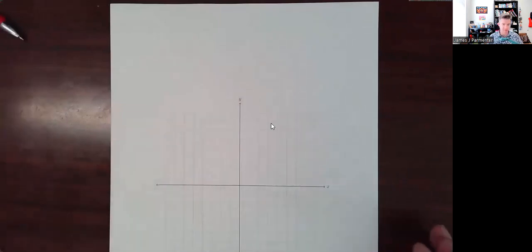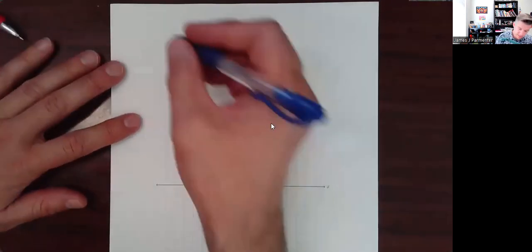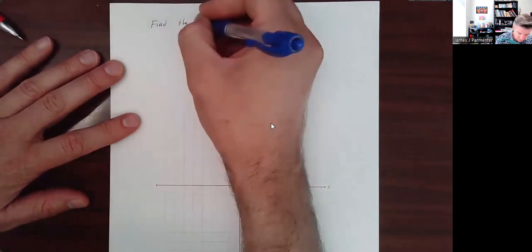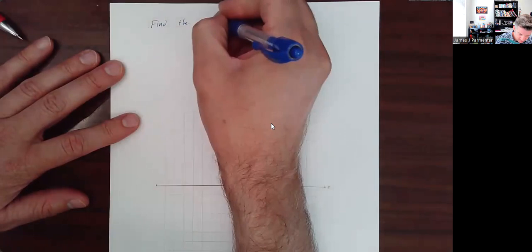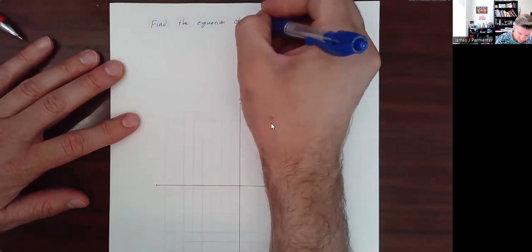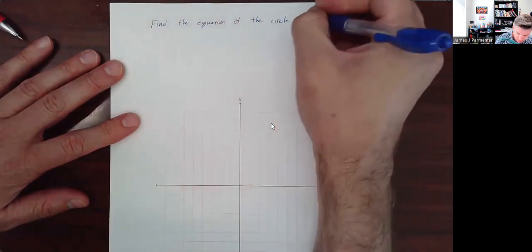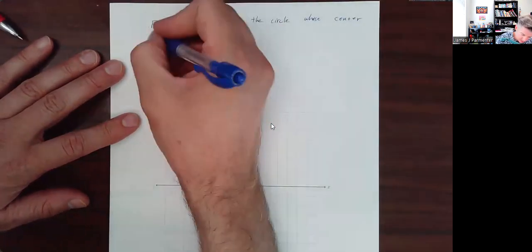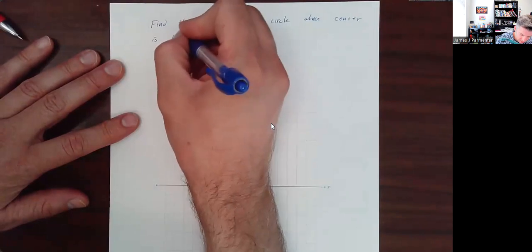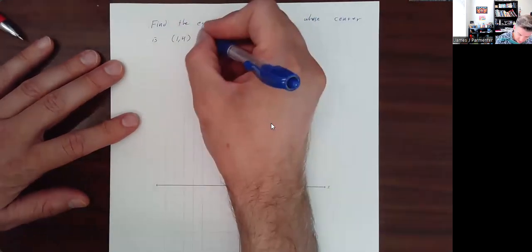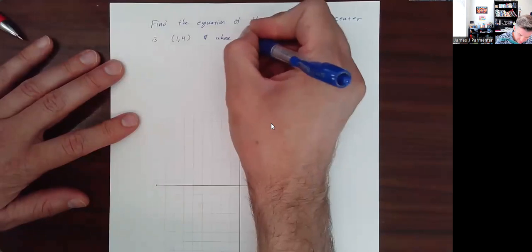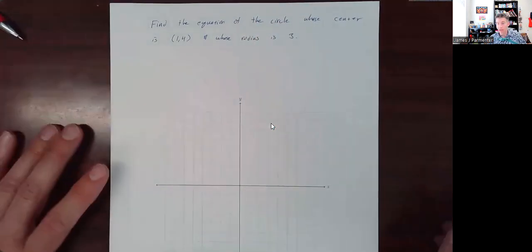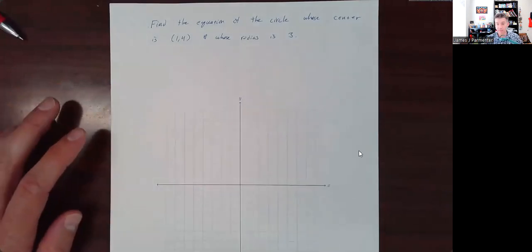So let's start off with this example. We're going to find the equation of the circle whose center is 1 comma 4 and whose radius is 3. I'm actually going to draw it first, and then we'll talk about finding the equation.